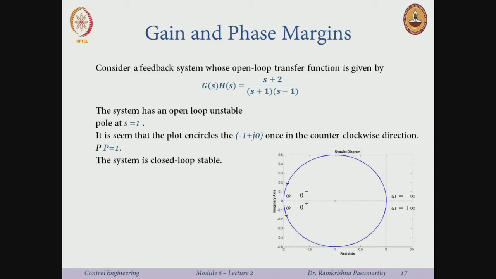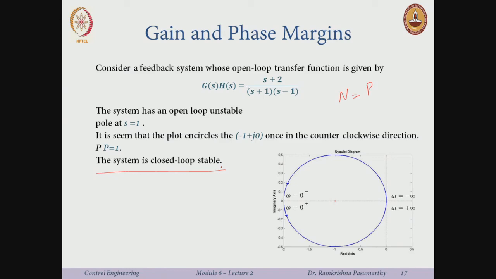This thing we had seen last time also. I had a system with an unstable open loop pole at s equal to plus 1, a 0 and this one. So the system has an open loop pole at s equal to 1, and this is the plot with the point -1 plus j 0. I see that the plot encircles -1 plus j 0 once in the counterclockwise direction, and P equal to 1. So what should N be? N should be equal to P for stability. P is 1 and N is 1, therefore the closed loop system is stable.